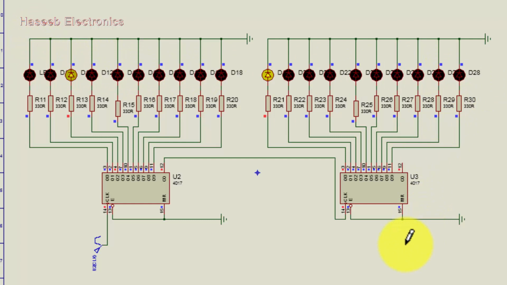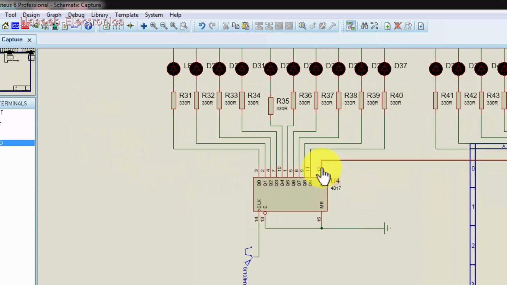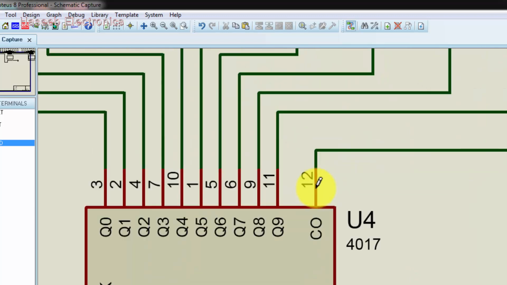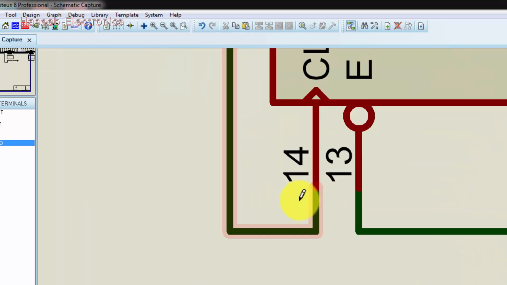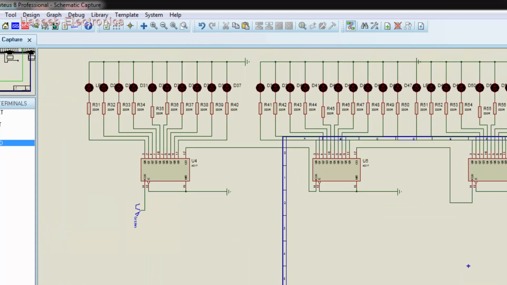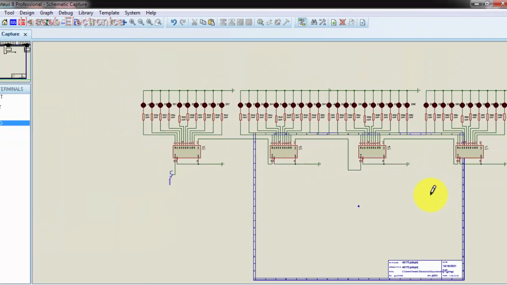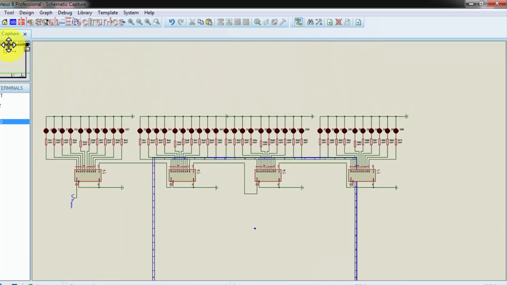it will remain low. Now I connected 4 decades, 4 sets in series, the same configuration. The first will be driven from any clock source, any binary input, and then pin number 12, that is carry output, I will connect to the next stage input. Pin 14 is input. Now we connect 12 to pin number 14, 12 to pin number 14. So I connected all sets in series.